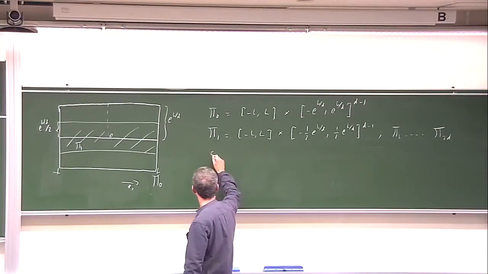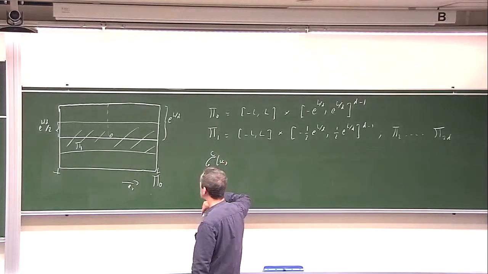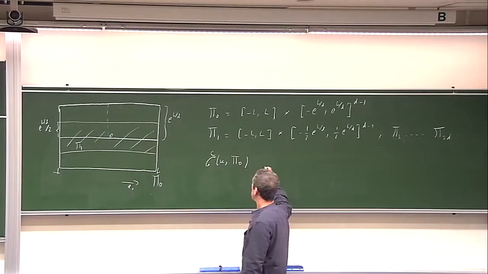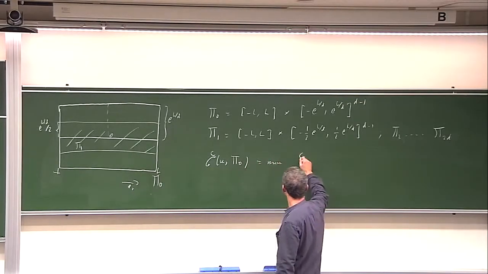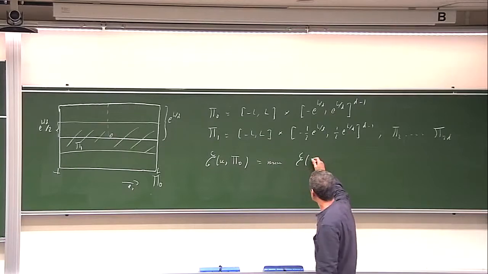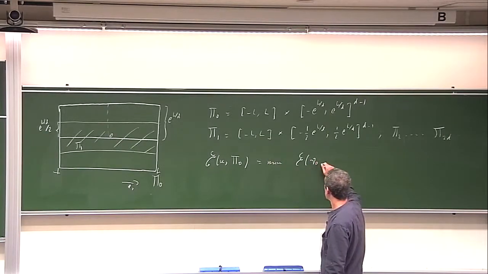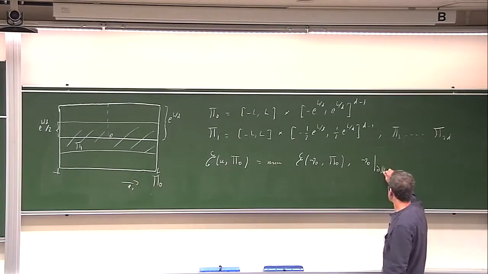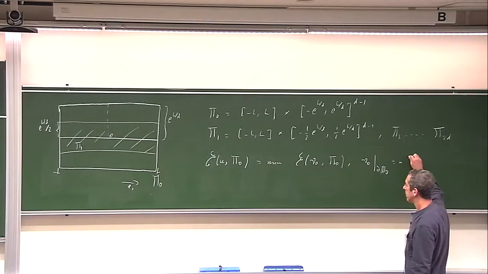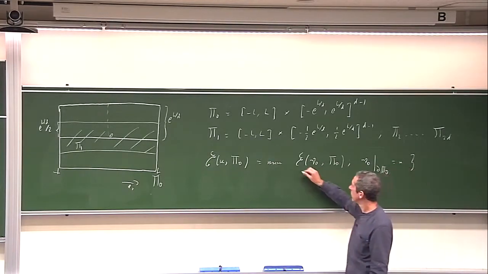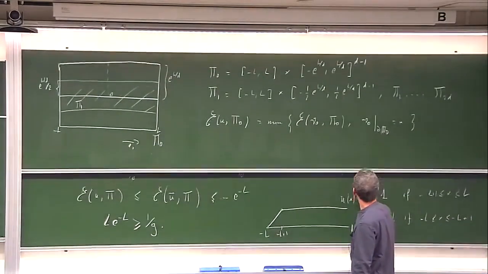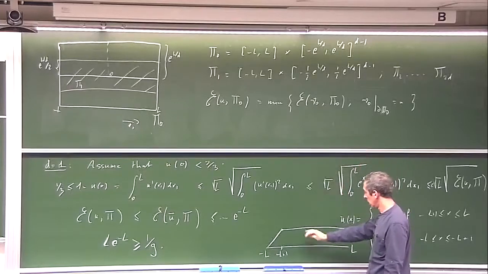Now I'm writing that if I look at the energy of U on the big box pi 0, then this is the minimum of the energy of any function, say a function mu zero on the big box, where mu zero should agree with u on the boundary of pi 0. So we have to choose this function mu zero a bit like we did here.